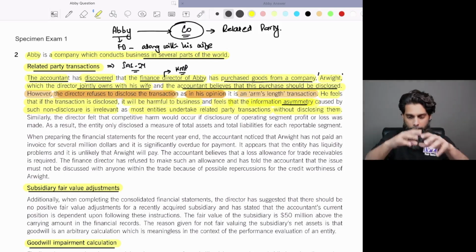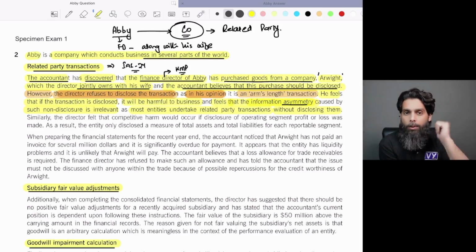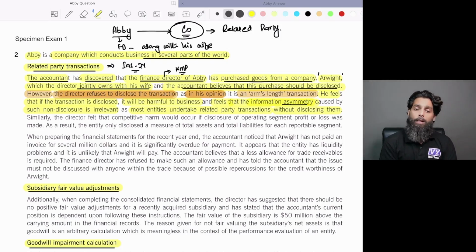So let me recall this whole scenario. You are an accountant. Believe yourself as a reporting accountant. You have just witnessed that your company is purchasing goods from a company which is jointly controlled by your finance director and his wife. So you want to disclose this transaction as a related party transaction. But your finance director is of the opinion that such transaction should not be disclosed.